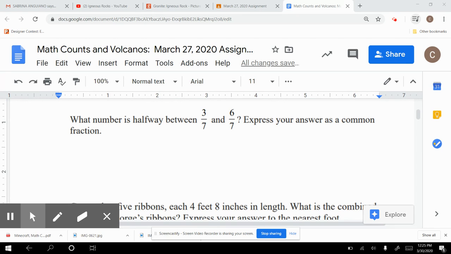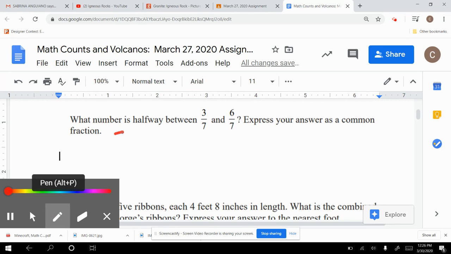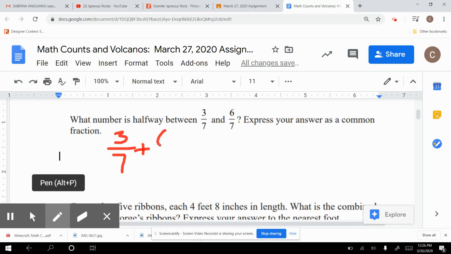So since there's only two fractions, we could say 3/7 plus 6/7. Since they already have common denominators, we can go ahead and add the numerators, keep the denominators the same. Our answer would be 9/7. Okay, so now what we need to do in order to find the average is divide that by 2.